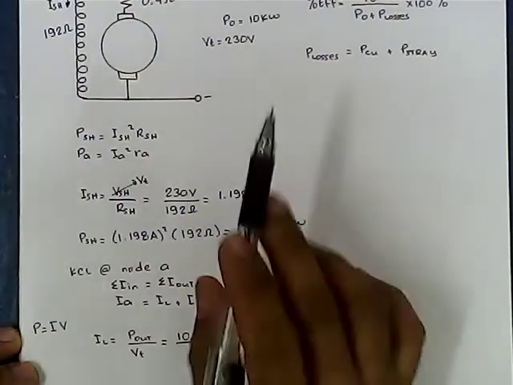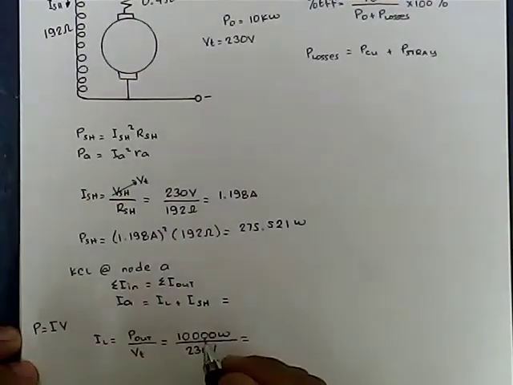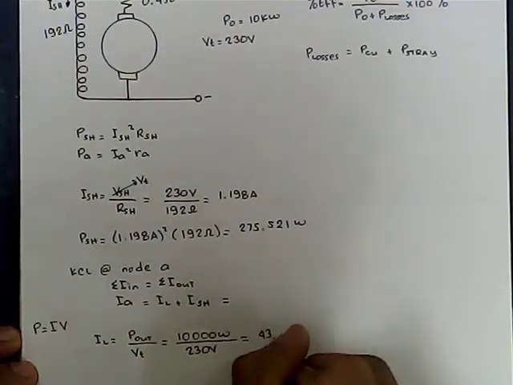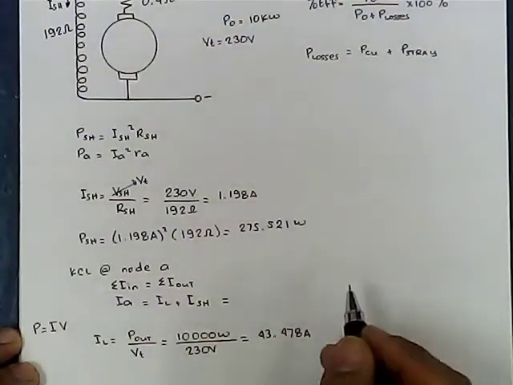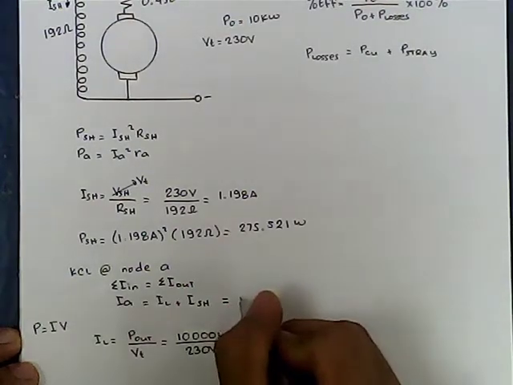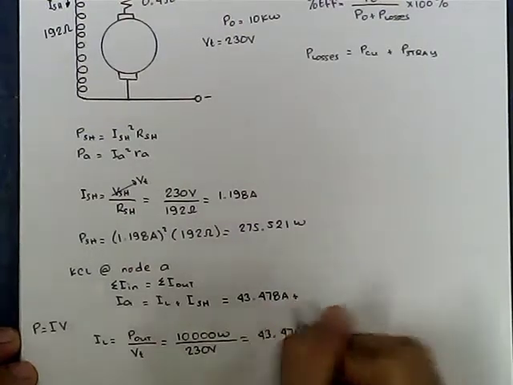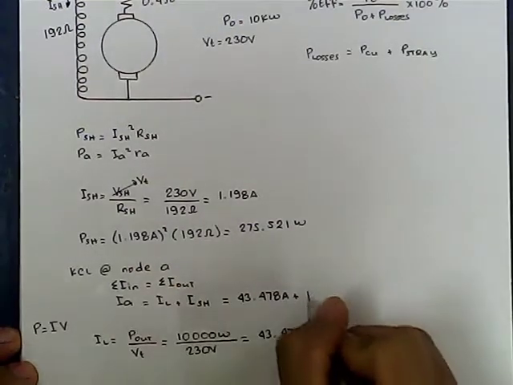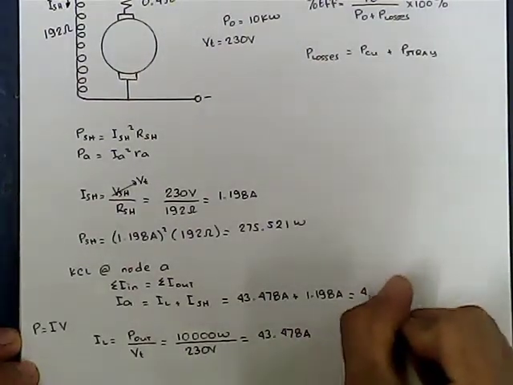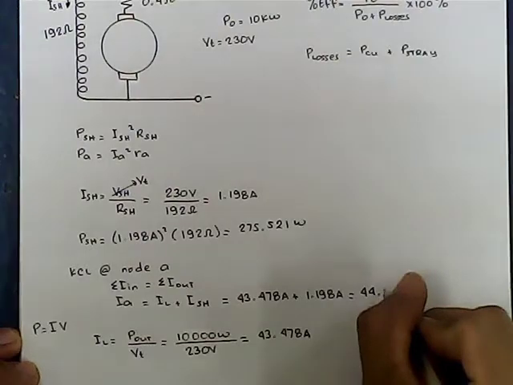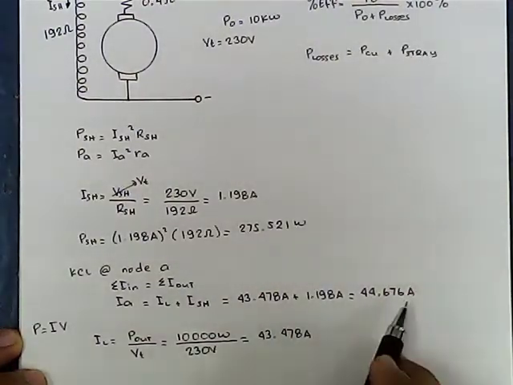Divide that by 230 volts. This is 43.478 amperes. Yan, substitute natin yung IL dito. 43.478 amperes plus yung value ng ISH, 1.198 amperes. This is 44.676 amperes. Na pwede na nating isubstitute dito.